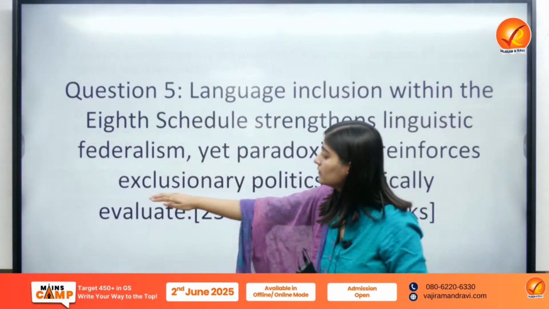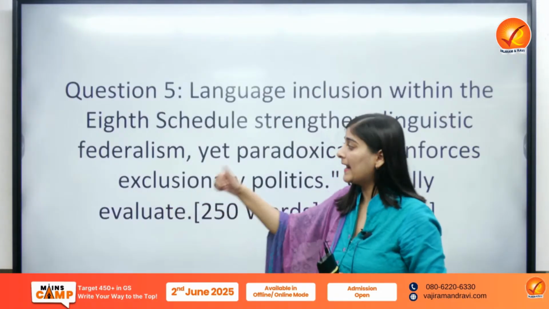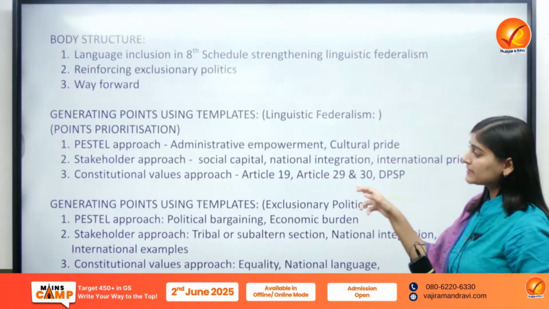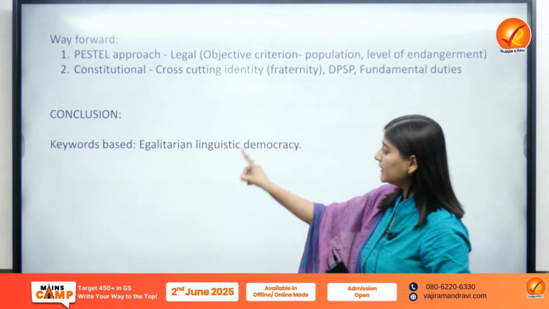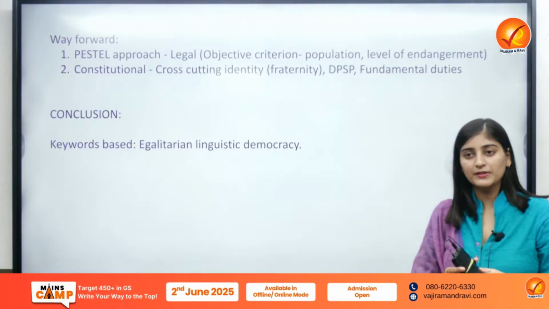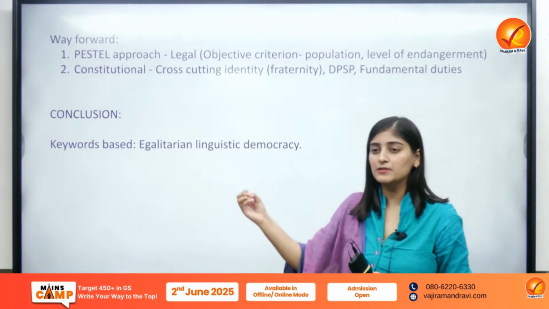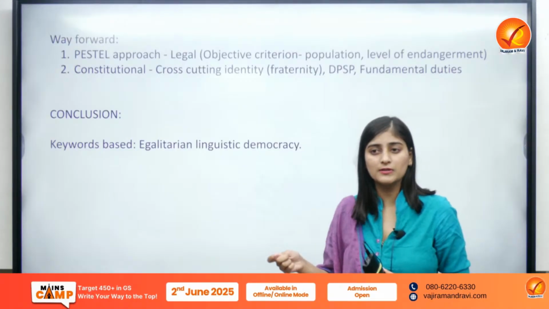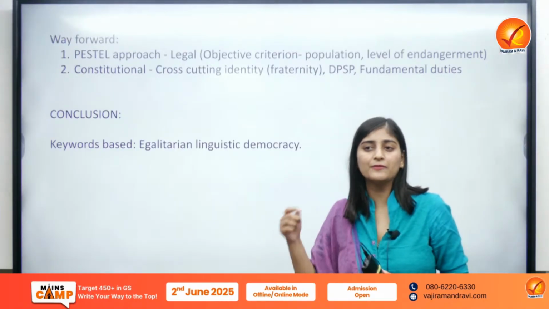Egalitarian covers this exclusionary, and democracy covers this federalism part. So now in these three words, egalitarian, linguistic, democracy, you have summed up the entire demand of the question, and you will be able to complete your answer with a very good keyword, very impactful, so that you gain an edge over others and you can score that 0.5 or 1 marks more.